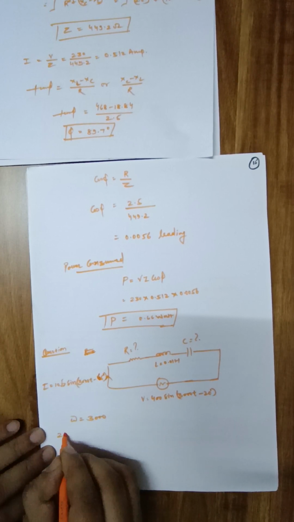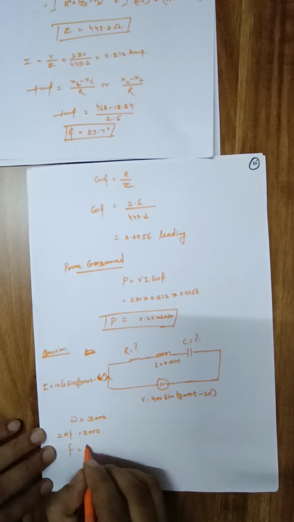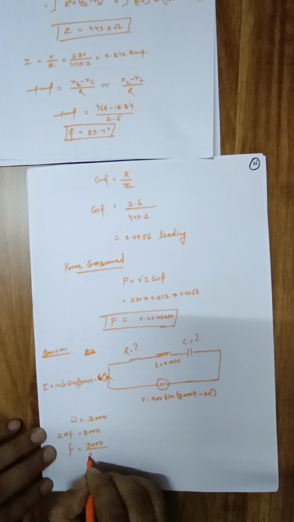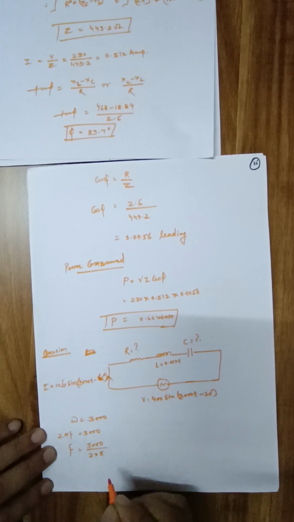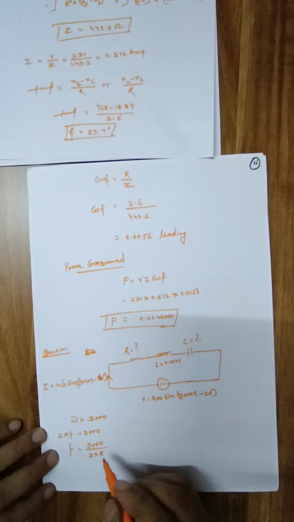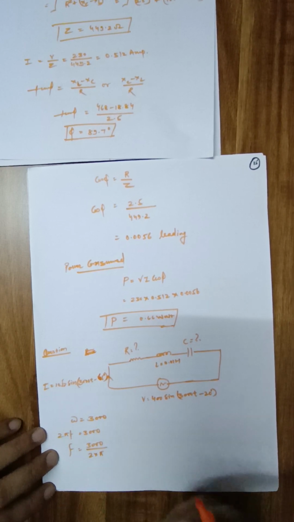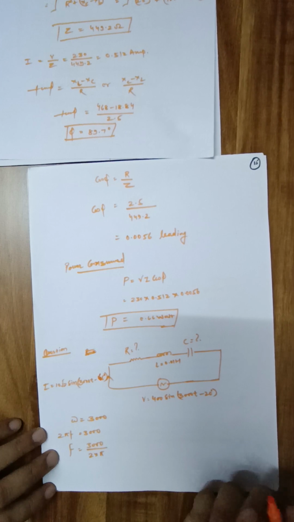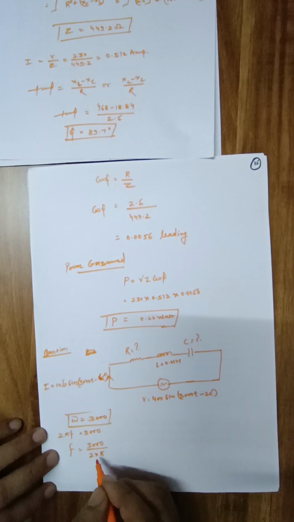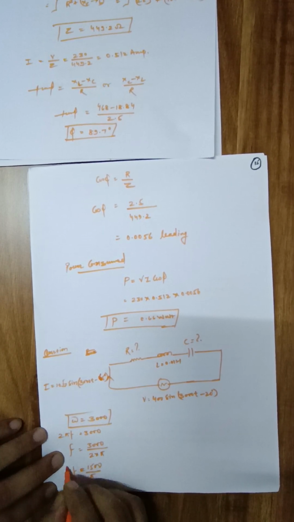Omega is equal to what? 2 pi f. 2 pi f is given as 3000. Then f will be equal to 3000 upon 2 into pi. Clear? Well, although we have no need to find this frequency, because XL is equal to omega L and XC is equal to 1 upon omega C, we can directly use the value of omega. Here, on solving, you can find the value of frequency is 1500 upon pi.